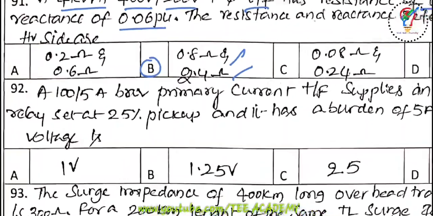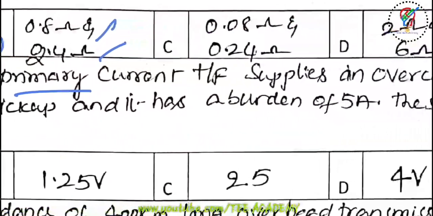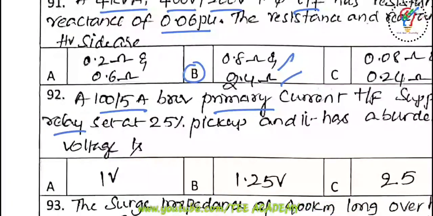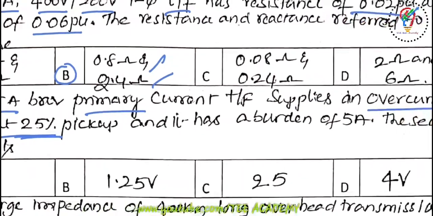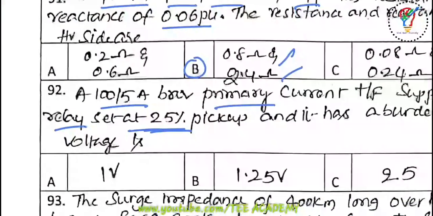Next one. The next question is also a numerical type. A 100/5 ampere bus bar primary current transformer supplies an overcurrent relay set at 25% pickup, and it has a burden of 5 VA. The secondary voltage is... let me take the slide here.